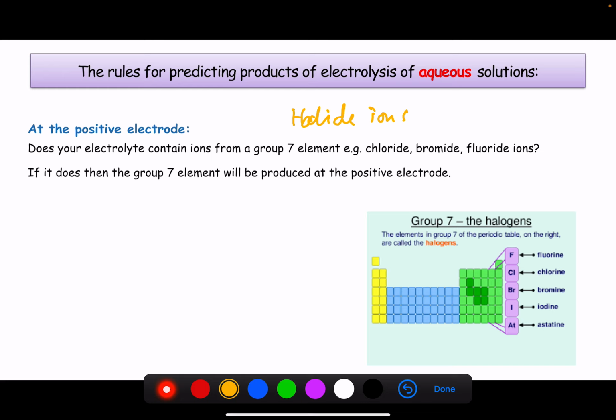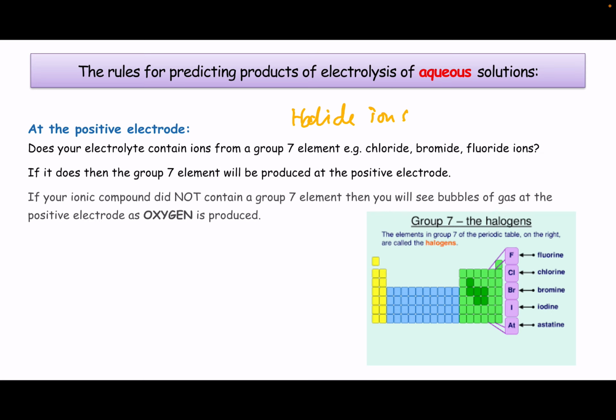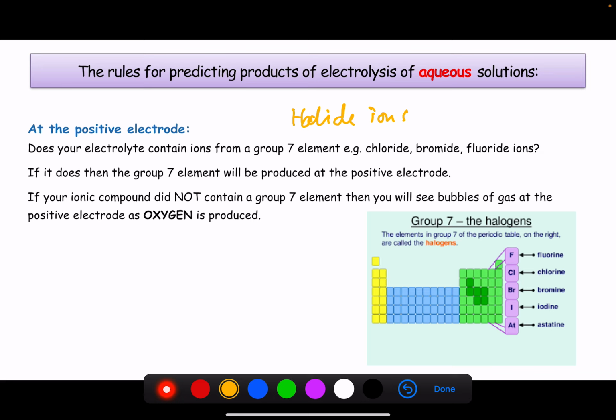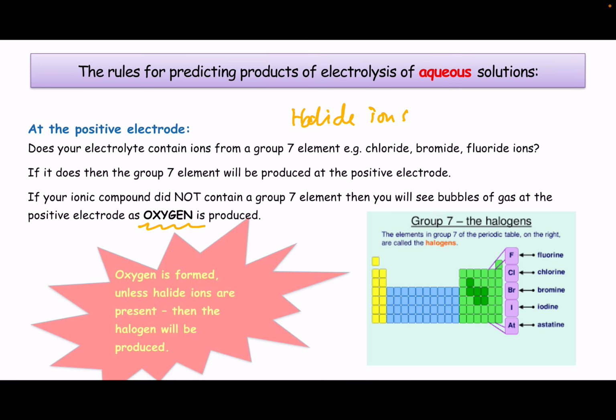Those are the ions from the group 7 elements. If it does, then the group 7 element will be produced at the positive electrode. In other words, the chloride ions will be discharged and will produce chlorine. The bromide ions, if they were there, would be discharged and form bromine. Fluoride ions would form fluorine, etc. However, if there is no halide ion in your electrolyte, then instead your product is going to be oxygen. That is the rule.